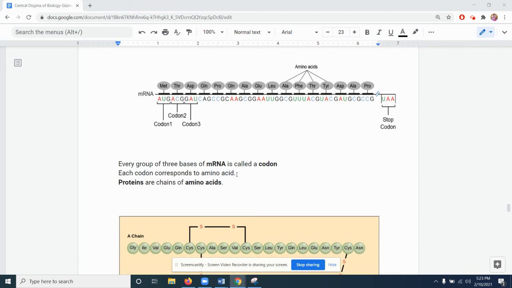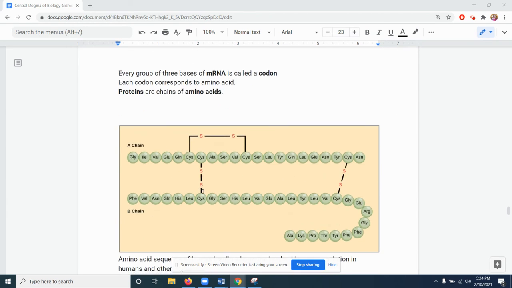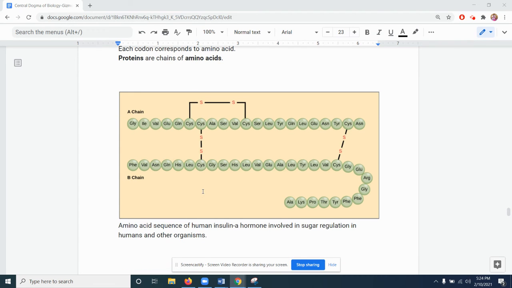Each group of three bases in mRNA is called a codon. Each codon corresponds to an amino acid. Proteins are chains of amino acids. So let's look at an amino acid sequence. Right here we have an amino acid sequence of insulin. Insulin is talked about for diabetics. Diabetics don't produce enough insulin, or they don't respond to it. But look at all of these amino acids bonded together, and then we have other types of bonds right here that are what make up the protein.